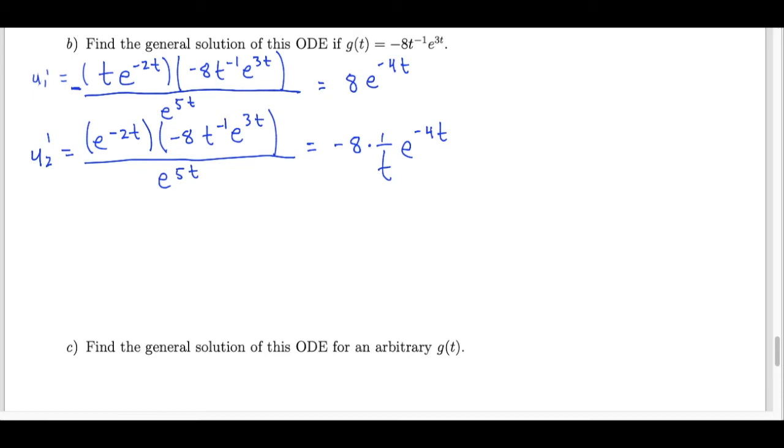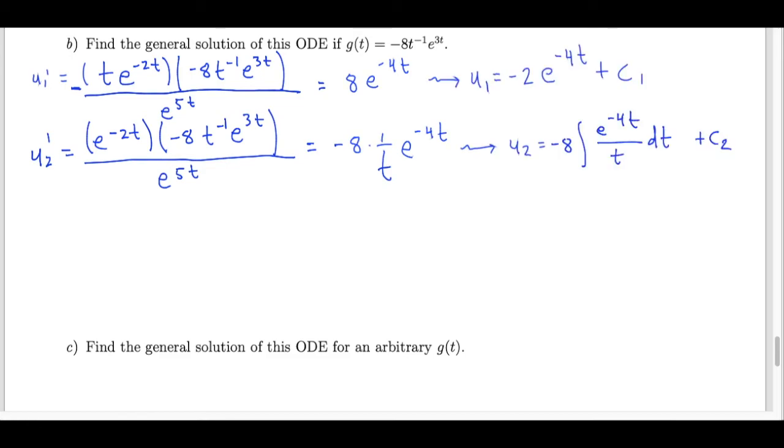So I get these expressions for u1 prime and u2 prime. Let me go ahead and anti-differentiate. u1, straightforward enough, but for u2, I actually have an integral that I can't evaluate analytically. We mentioned at the beginning of the notes that since this method involves integrals, there's going to be occasions when I run into integrals that I don't know how to evaluate. And this is exactly one of those occasions.